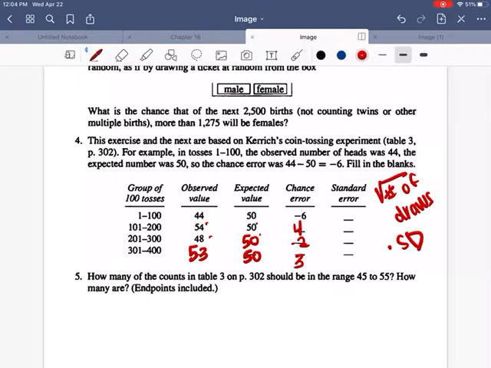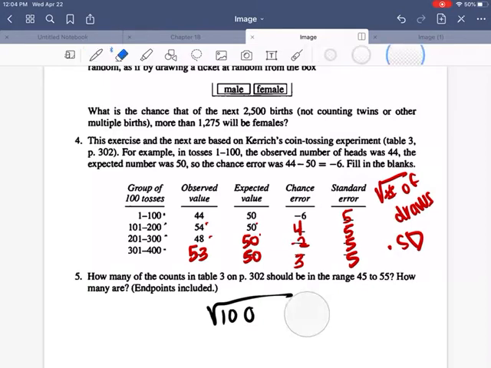That's really weird. Okay, so yeah, the standard error is 5. So to get to that standard error, all of these are 5. We're going to use this formula. So it says the square root of the number of draws, each of these have 100 tosses, times the standard deviation. And the standard deviation for this is 0.5.